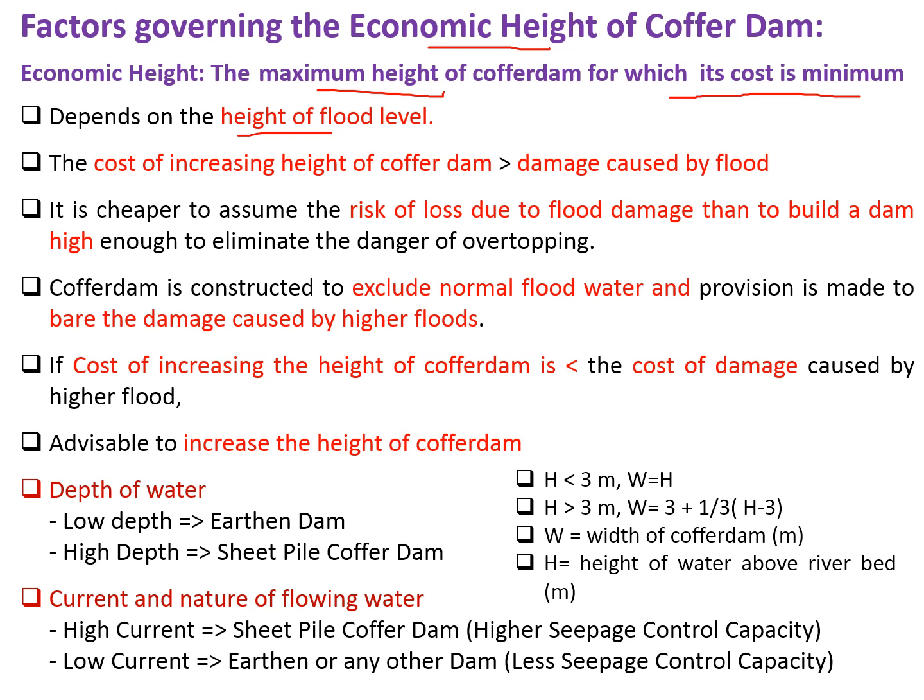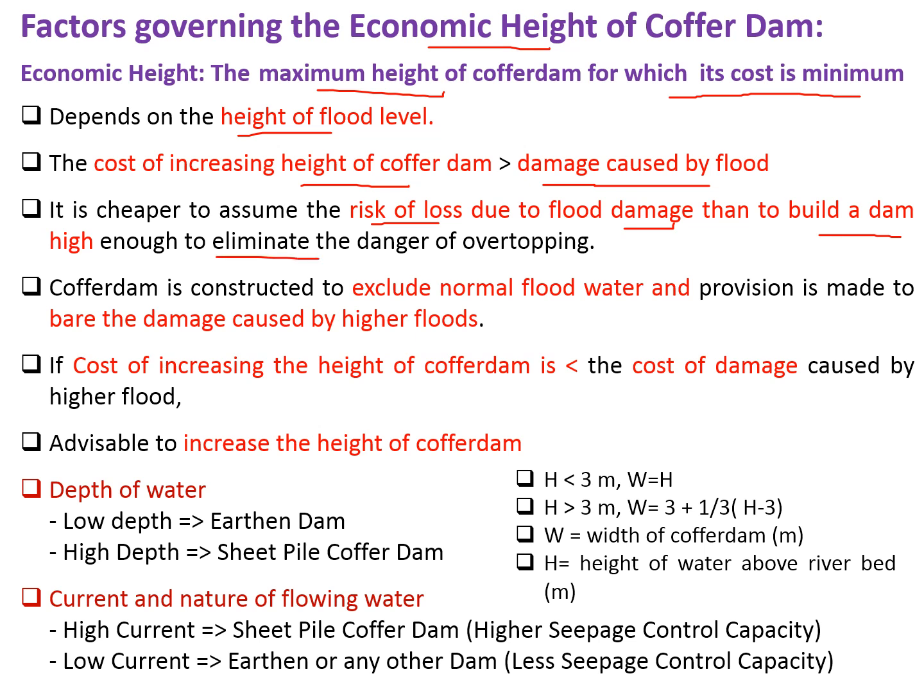So if the cost of increasing height of cofferdam is greater than the damage caused by the flood, जो डैमेज हो रहा है उससे आपका कॉस्ट बढ़ाने का ज़्यादा हो रहा है, it is cheaper to assume the risk of loss due to flood damage than to build a cofferdam. तो उस केस में आपको कॉफर डैम ज़्यादा हाइट का बनाने की ज़रूरत नहीं है, and we can have a dam with the limited height.